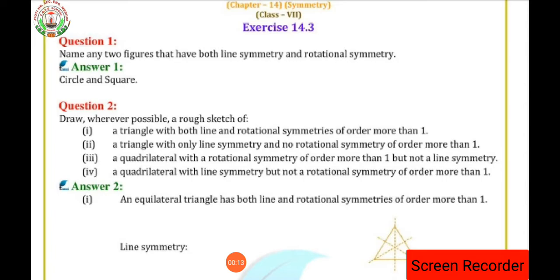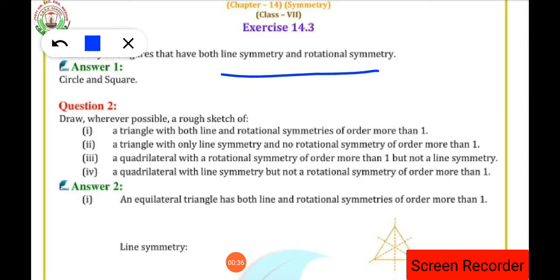In the previous video we had completed chapter number 14, Symmetry, exercises 14.1 and 14.2. So for today's video we are going to see exercise 14.3, question number 1. So what is given in the question? Name any two figures that have both line symmetry and rotational symmetry. That is what we have to answer over here. We have to name any two figures, each of which has both line symmetry and rotational symmetry, so in one figure we have to name.